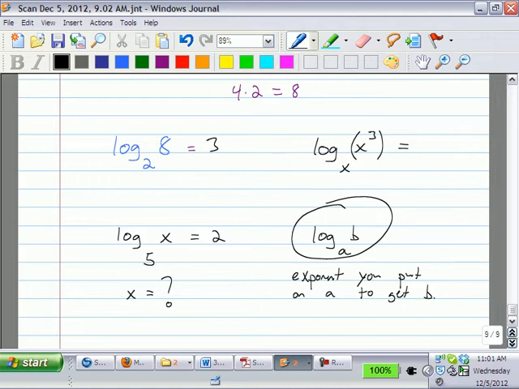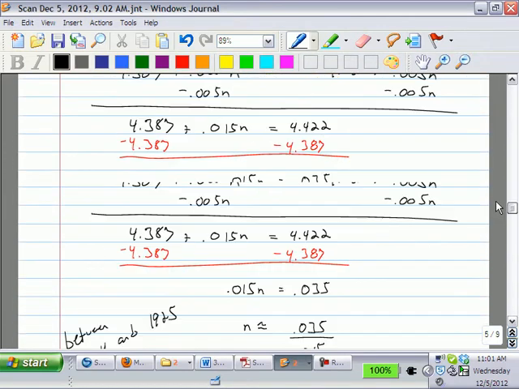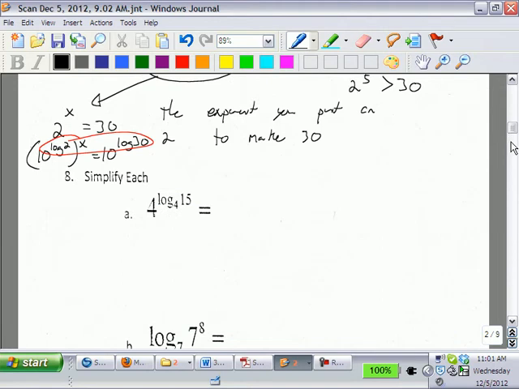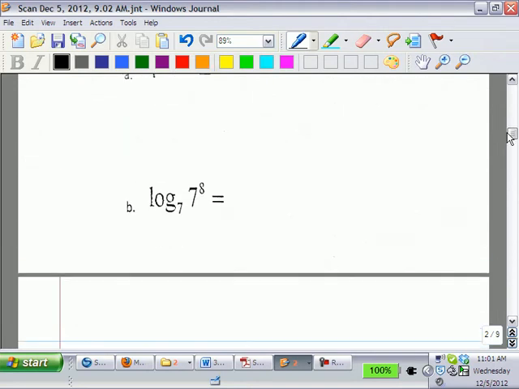Well, in the one I circled, that's base a. Leslie? Okay. The exponent you put on 7 to get 7 to the 8th. Why do you want to use a calculator to answer that one? So what exponent do you put on 7 to end up with 7 to the 8th?